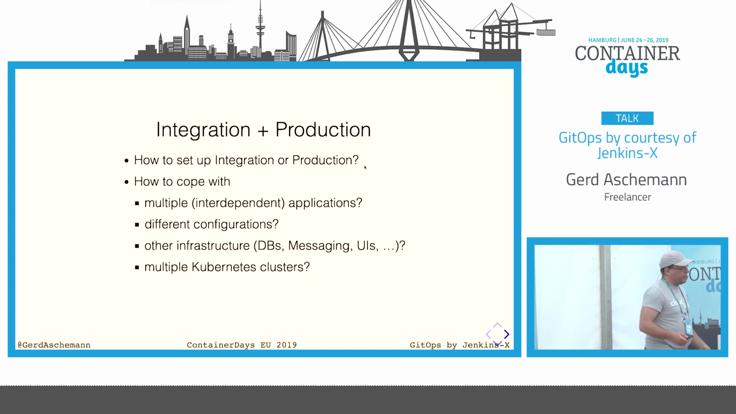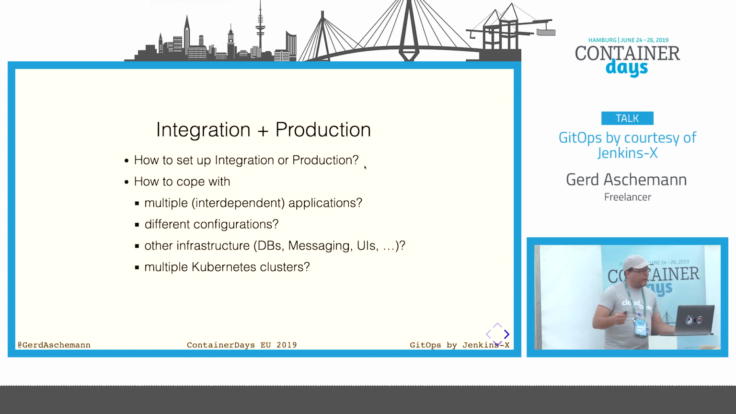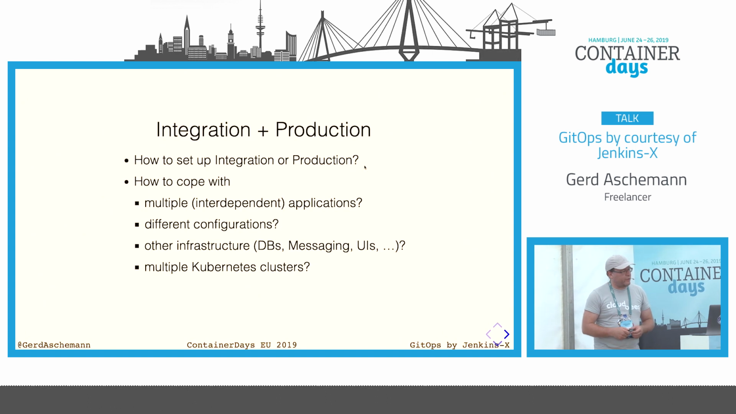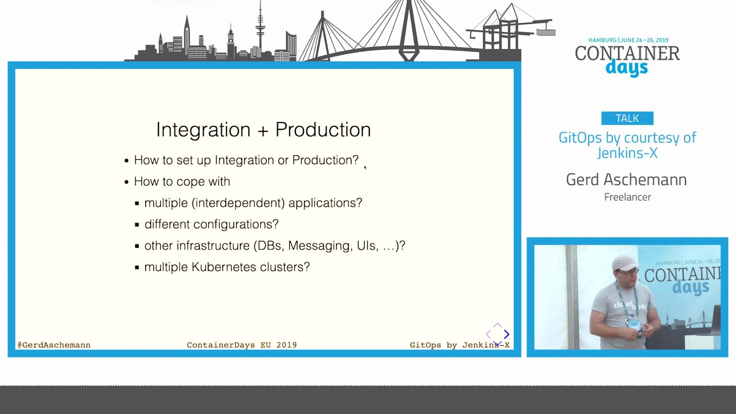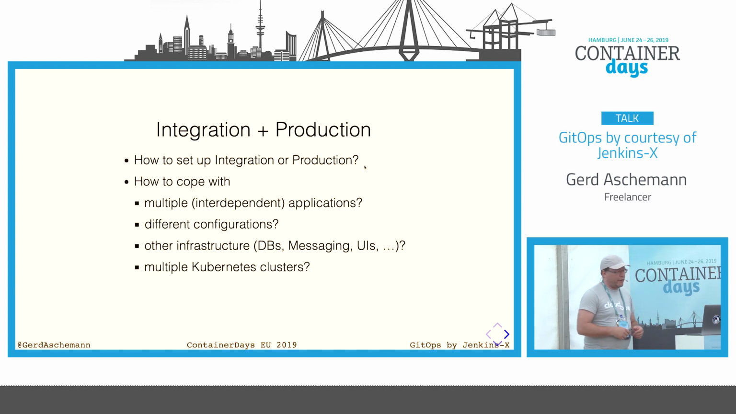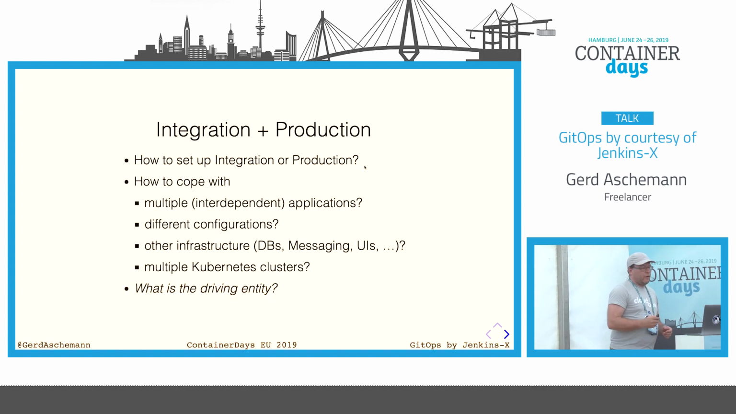We have to set up a lot of other infrastructure, maybe databases, messaging, UIs, monitoring, etc. A lot of things we have to run until we get ready in production with our application. Probably you have to set up multiple Kubernetes clusters. Maybe you have a development cluster, a staging cluster, a production cluster, etc. You have to handle all of that. So how does Jenkins-X run all of it?